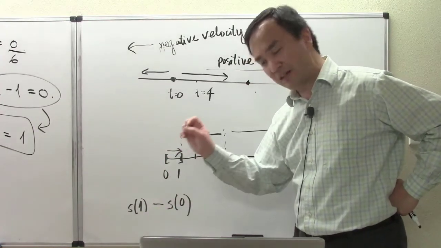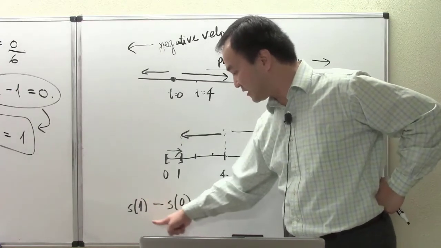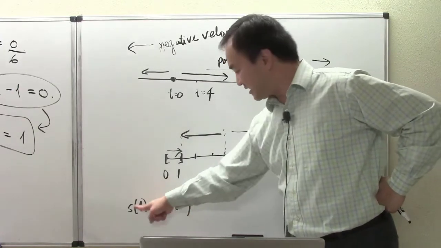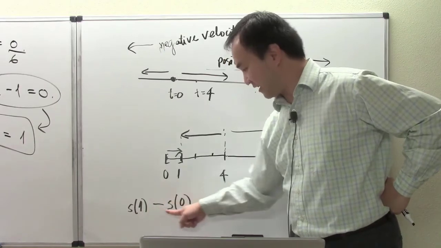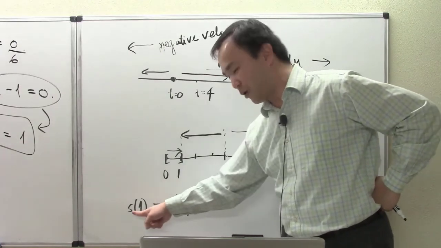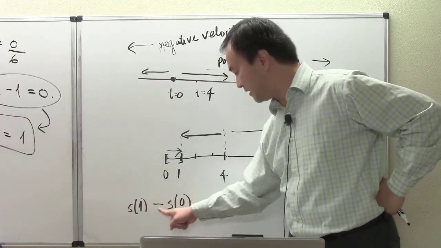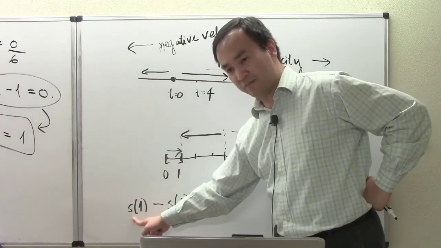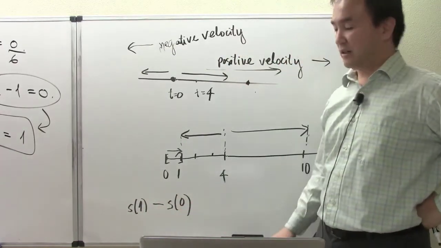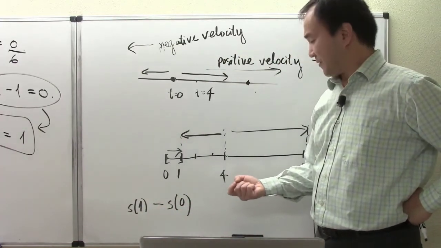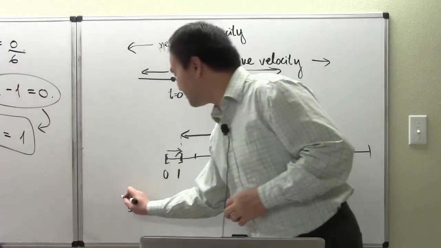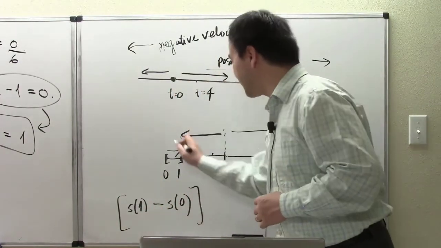At least the total distance in that time interval can simply be done by finding the difference between time 1 and time 0, the difference in position. Once we've had that, that takes care of this.